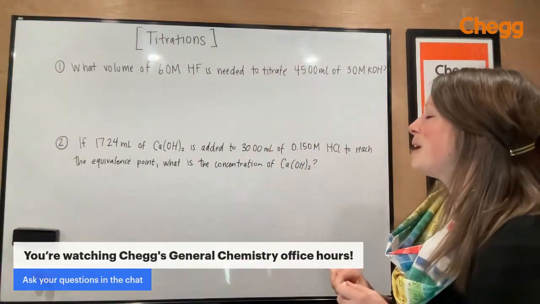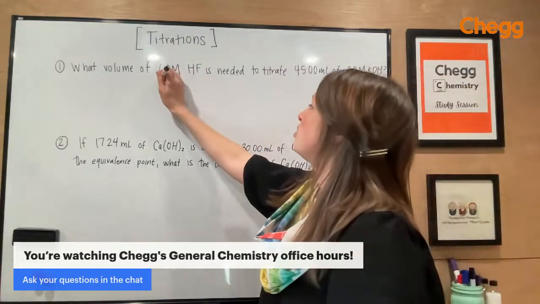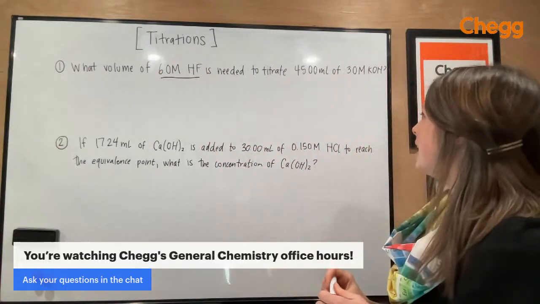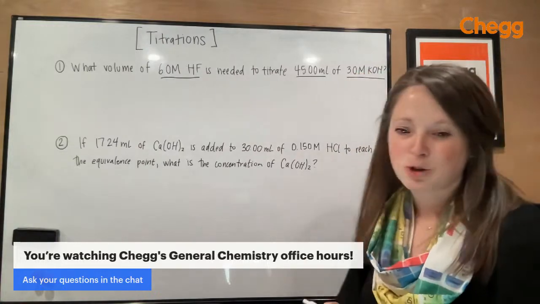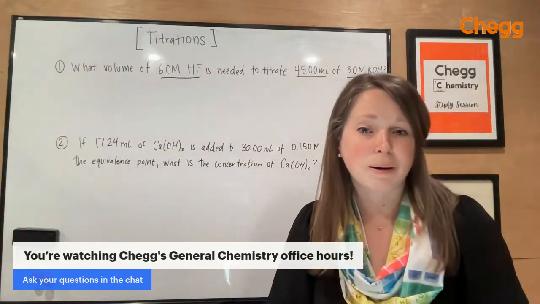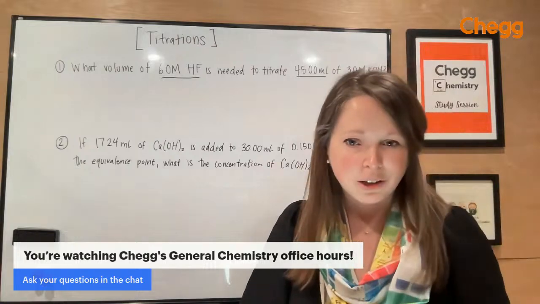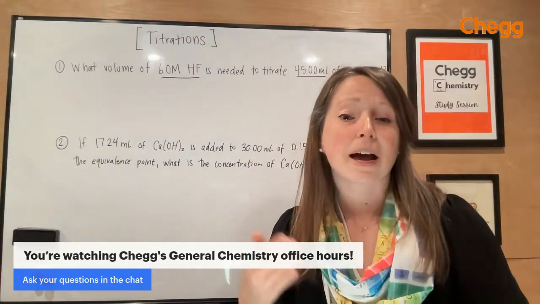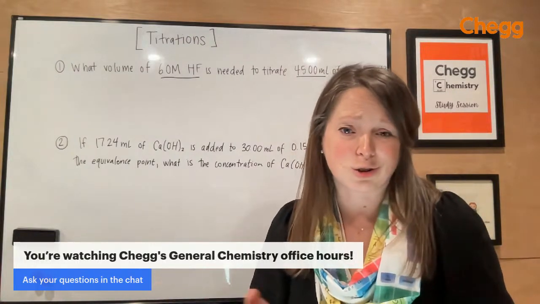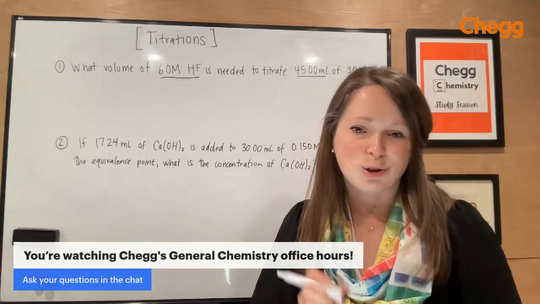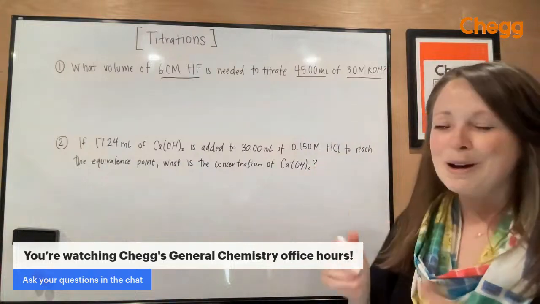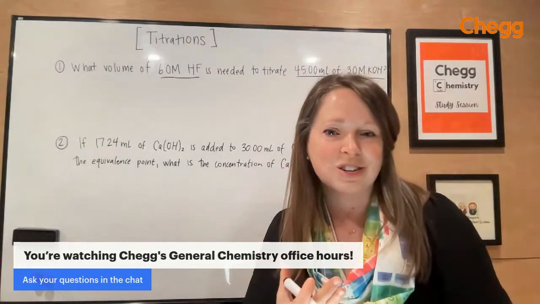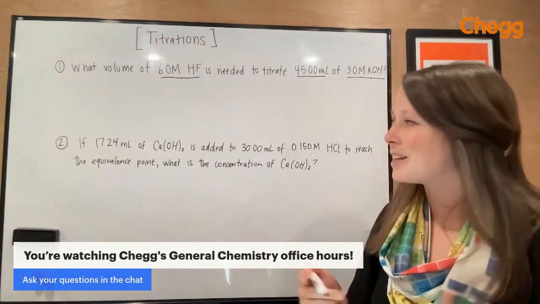What volume of 6 molar hydrofluoric acid is needed to titrate 45 milliliters of 3 molar potassium hydroxide? With a titration problem, the first thing you want to do is write out your neutralization reaction, because how you calculate your concentration is going to be based on the stoichiometric ratio between your acid and your base. In this case, it's going to be 1-to-1, but I'm going to write out the equation anyway because it's good practice for when things get more tricky.